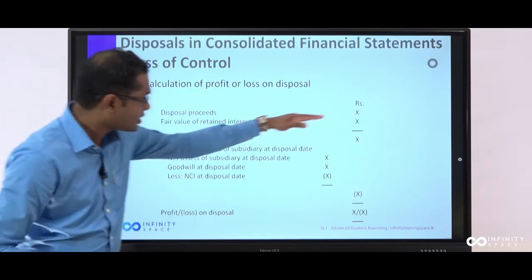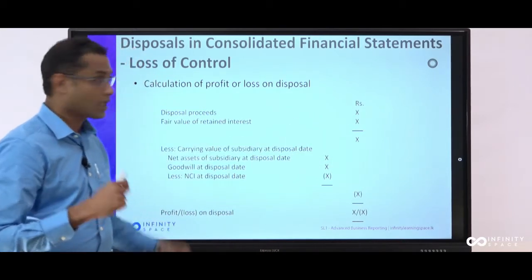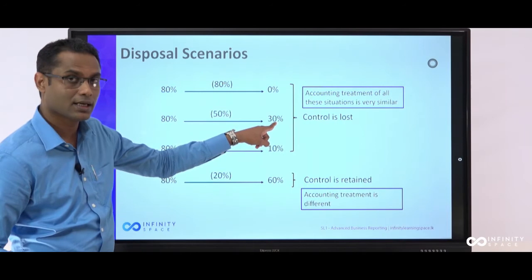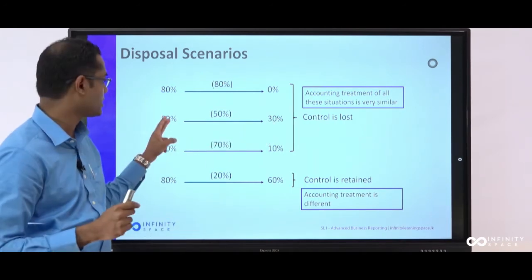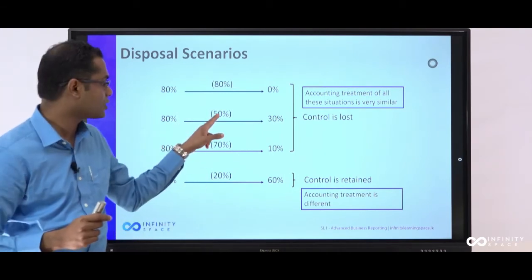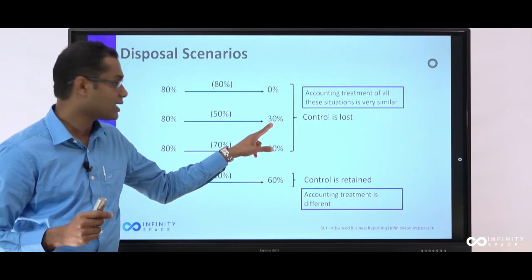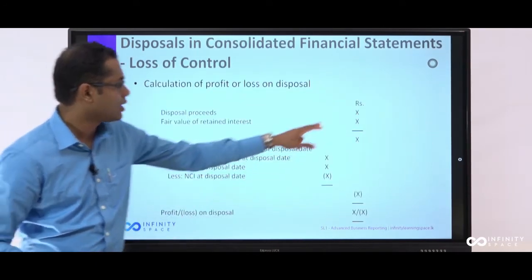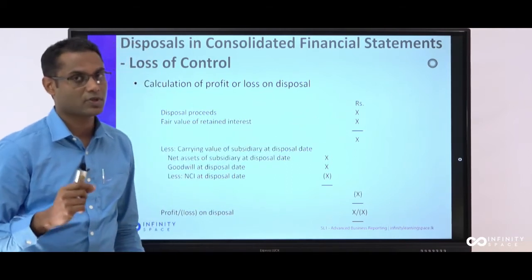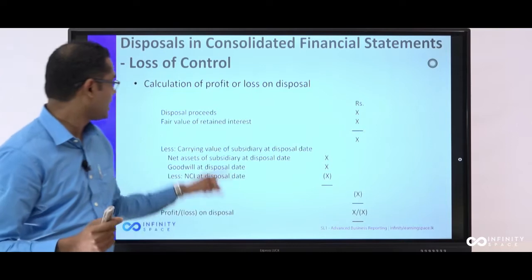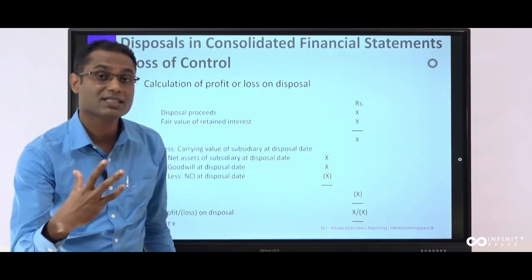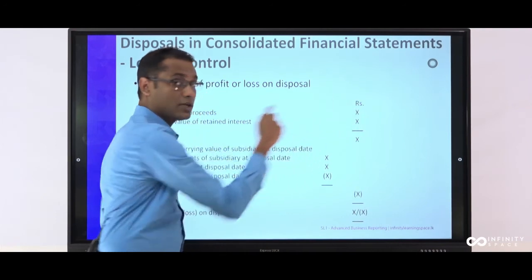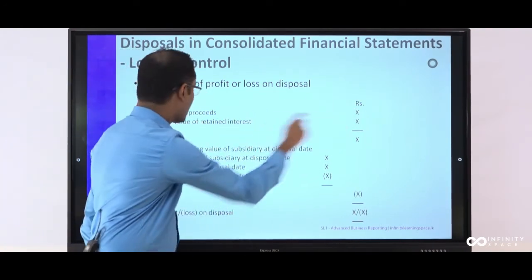Right? Now the format is, first of all, let's take an example. Let's assume I am going to calculate the disposal profit for the second scenario. Parent had an 80% investment in the subsidiary and the parent disposed of 50%, and the parent is now retaining only 30%. In that scenario, if I am going to calculate the disposal profit in the consolidated financials, disposal proceeds come from the 50%. Then the fair value of the retained interest means the fair value of this 30% that you retained after the disposal, because you disposed of 50% and for that you receive the proceeds, then you retained 30%, you take the fair value of that.